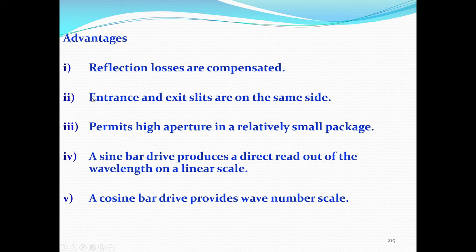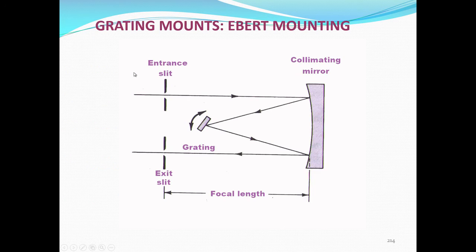The advantage of a single mirror is reflection losses are well compensated. Earlier I had told you that there will be about 4% error in the reflected losses, and the entrance and exit slits are on the same side. That means the instrument will become more compact, and this permits high aperture in a relatively small package. That means the instrument becomes smarter, and a sine bar drive produces a direct readout of the wavelength on a linear scale. The wavelength coming out depends upon how I rotate this grating.